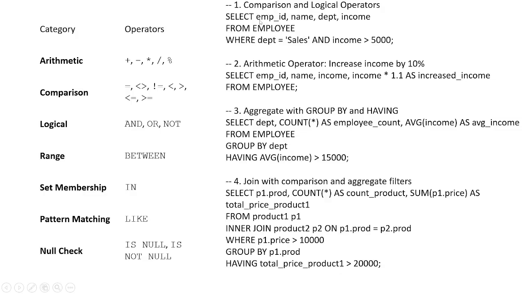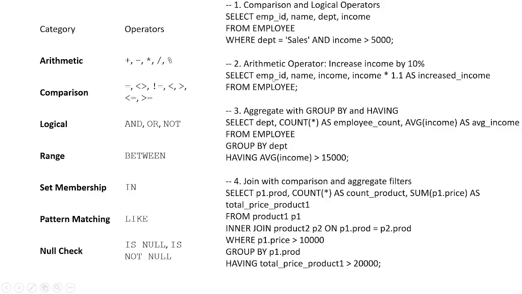Here we are selecting employee ID, name, department, income from employee table, where department is equal to sales, and income should be greater than 5,000. Here this comes under the arithmetic operator, and this comes under the comparison operator, and this is the logical operator. Thus using all three operations combined to get our desired output.